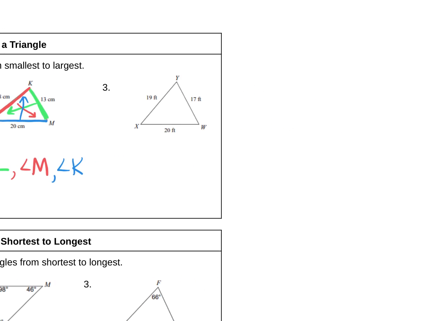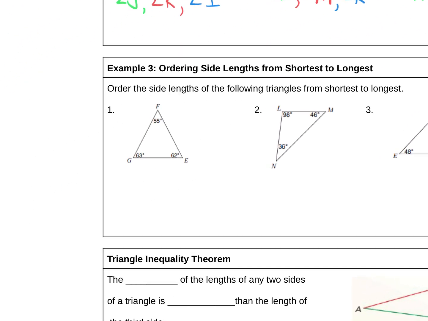And then last, we're going to go again to our smallest side, which is 17. We go across from that, which is angle X. Then we get to the next biggest side, which is XY, so that's angle W. And then our final side, which is 20, that goes across to angle Y. So we go smallest to biggest. And just remember, it's the angle, the one that's not touching the side that you're talking about. And it works the same way with side lengths too.